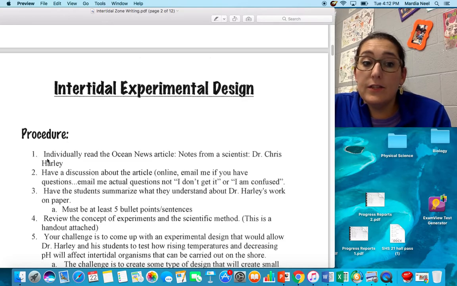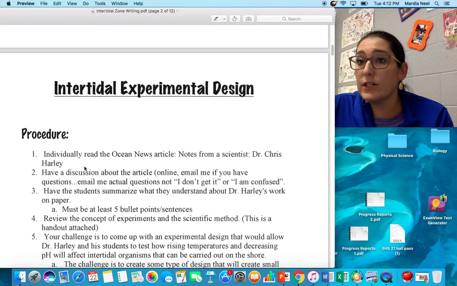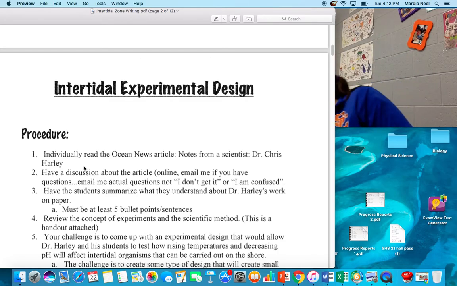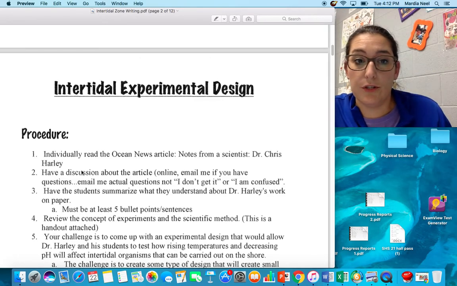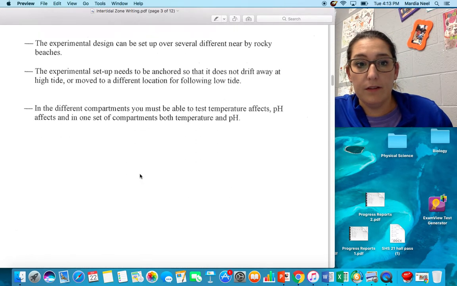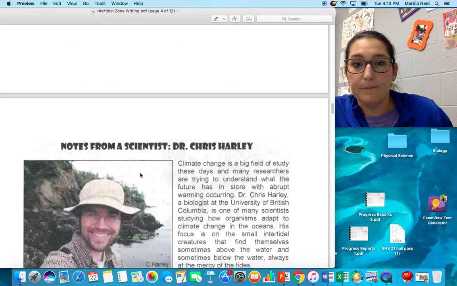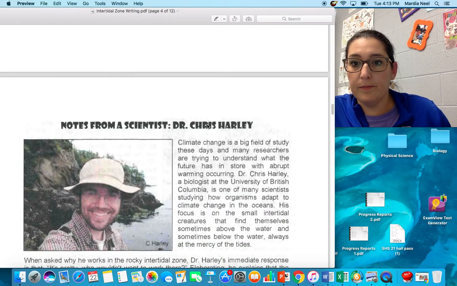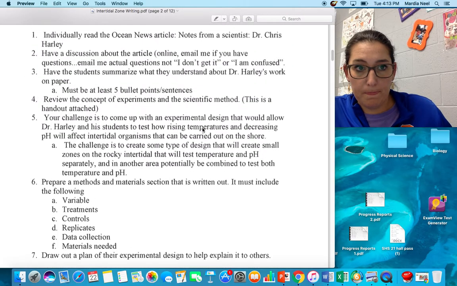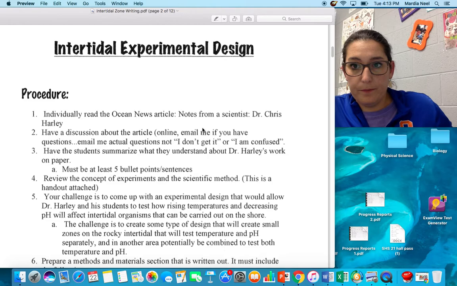So you're going to individually read the Ocean News article, Notes from a Scientist, Dr. Chris Harley. It is attached to the bottom of this. So if you scroll down the PDF, it's right here. I'm going to scroll back up. So you're going to read the article.